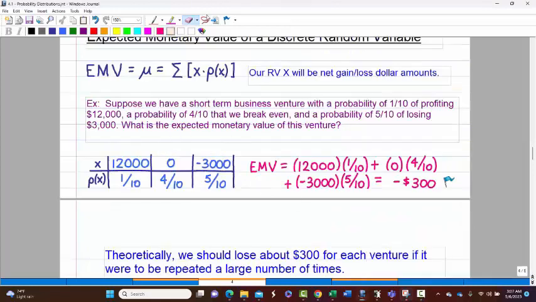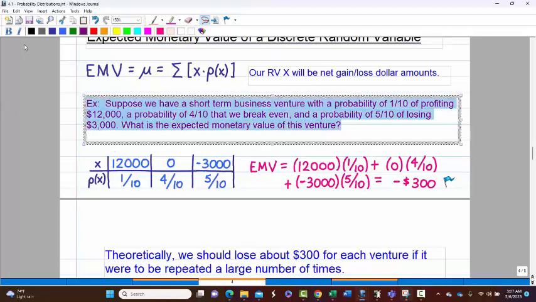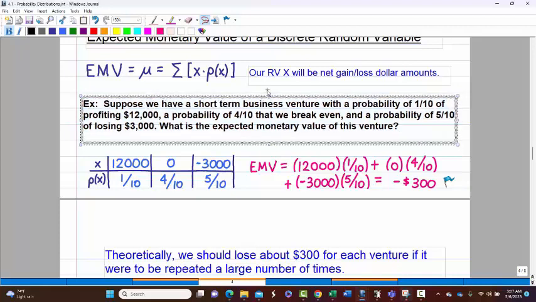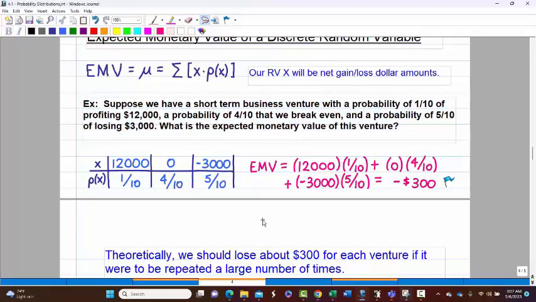Okay. Now this example says we have a short-term business venture that has a probability of 1 over 10 of profiting 12,000, a probability of 4 over 10 that we break even, and a probability of 5 out of 10 of losing 3,000. What is the expected value of this venture? So there's three outcomes. Break even means, you know, zero. We win 12,000. Break even, zero.